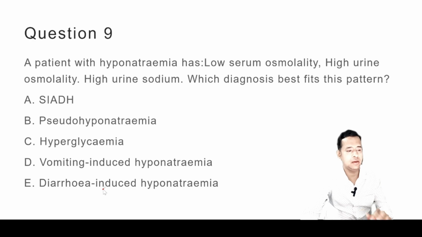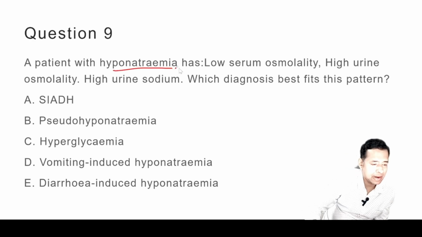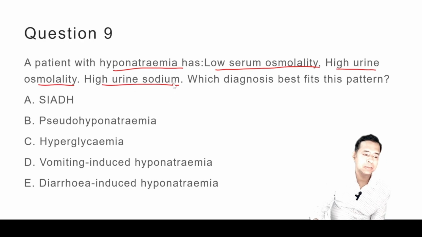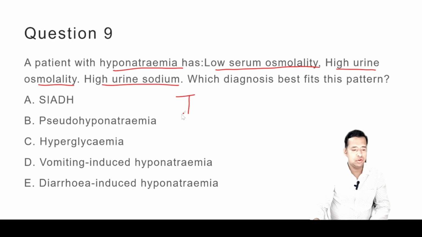Question 9: this is hyponatremia with low serum osmolality but high urine osmolality and high urine sodium. So INAPP: increased sodium in urine, and PP is plasma osmolality. So again, this is the SIADH answer.